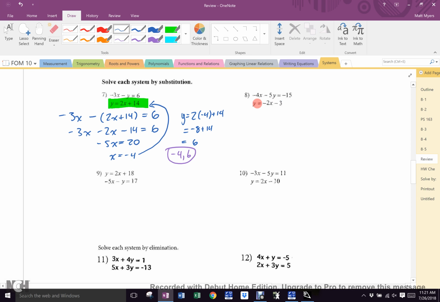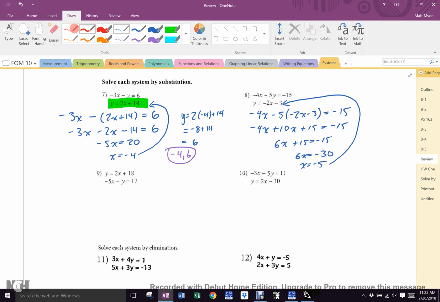Next. Again, it's set up for you. -4x minus 5 times -2x minus 3 equals -15. -4x plus 10x plus 15 equals -15. 6x plus 15 equals -15. 6x equals -30. X equals -5. I take that around to there. Y equals -2 times -5 minus 3. 10 minus 3, 7. -5, 7. And of course I check.